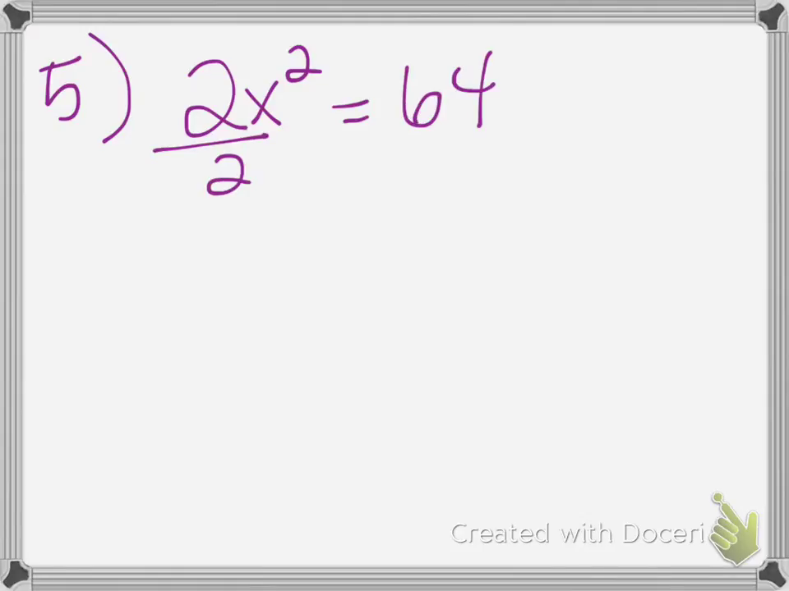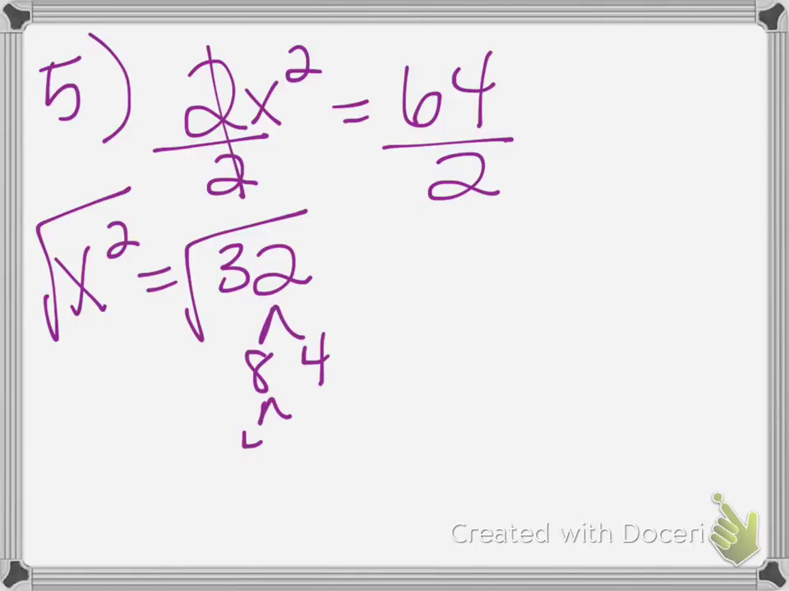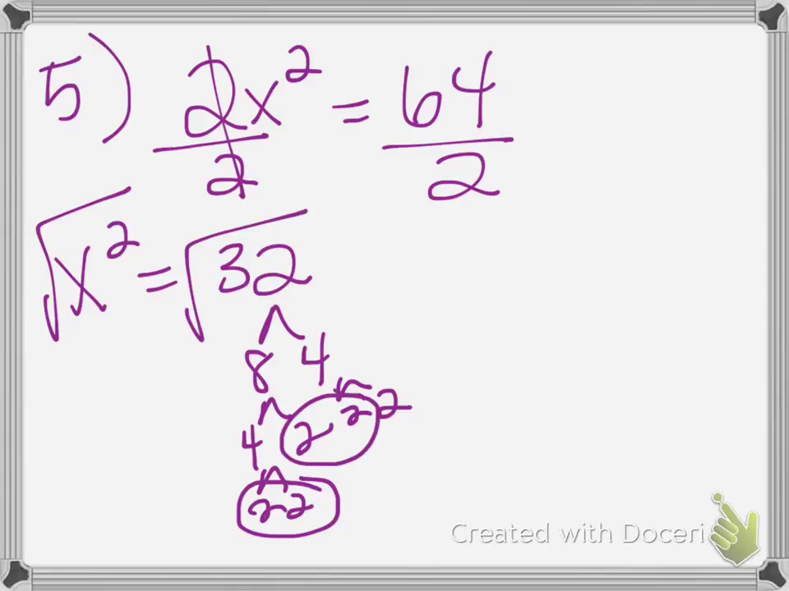Okay? And I do have my very last problem of 2x squared equals 64. So I'm going to divide both sides by 2, because remember we want my variable squared to be isolated. So now I get x squared equals 32. So I'm going to take the square root. I can break this all down: 8 and 4, 4 and 2, 2 and 2. The 4 can break down into 2 and 2. Because it's a square root, I need them in groups of 2. So that's one group of 2, that's another group of 2.